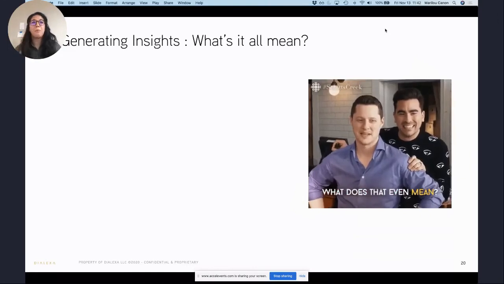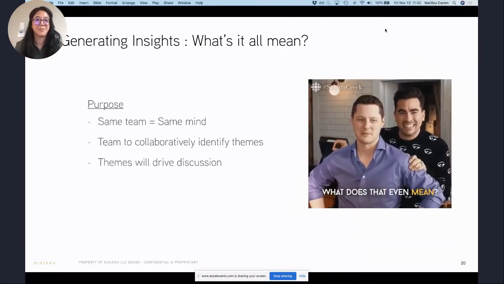Part 3, you have all this data, now what? This is the fun part, and this is where you start generating insights and start discussion based on all that data you just regurgitated out on the virtual table.